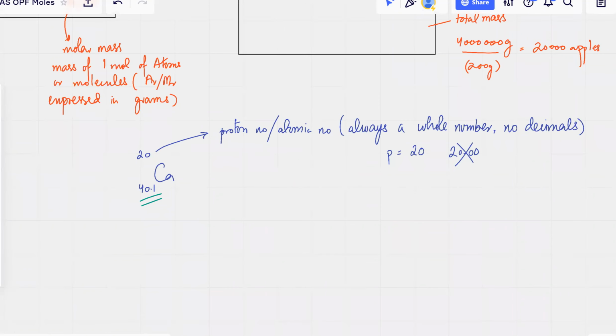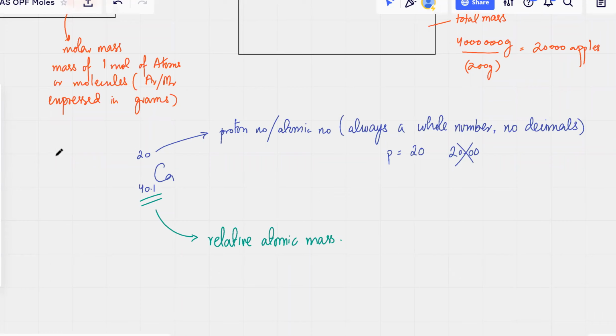What do you call this? Mass number. Specifically, the correct word is the number. That's known as the relative atomic mass.